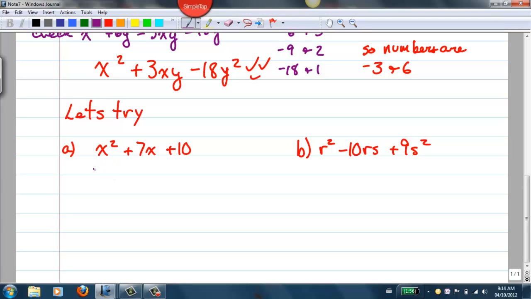Right, hopefully you did these on your own. Welcome back. So we're looking for two numbers that multiply to give 10 and add to give 7. It's that easy. You're done. Okay, 2 and 5, x plus 2, x plus 5.